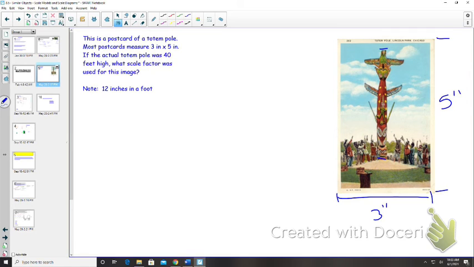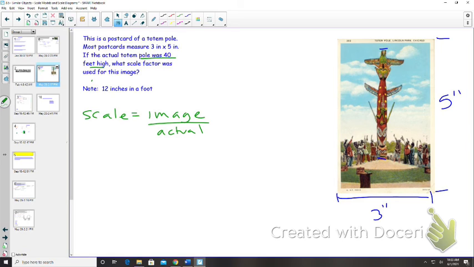Okay, so we have a postcard, a totem pole. We know how tall the totem pole is, and we're trying to find the scale factor. So remember, scale is equal to image over reality. Image over, what did we say? Image over actual. Drawing over actual. So in the image, we know it is 5 inches tall.